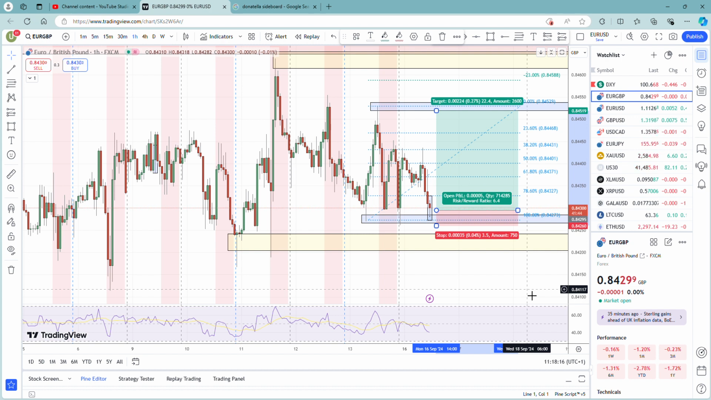1.84519. I'm risking 3.5 pips to win 22. That's a risk to reward ratio of nearly 6.465. That's a really good trade. So we'll see how that plays out.